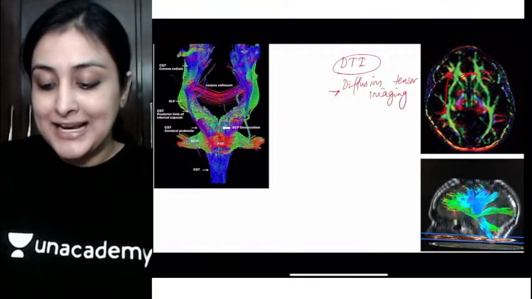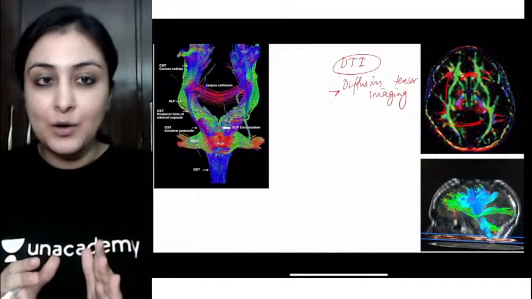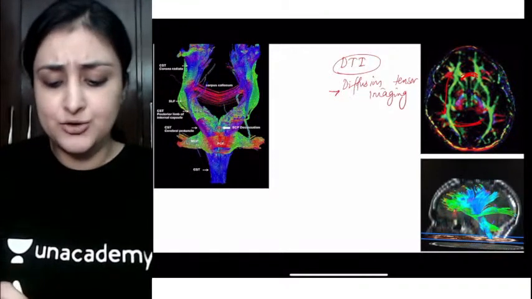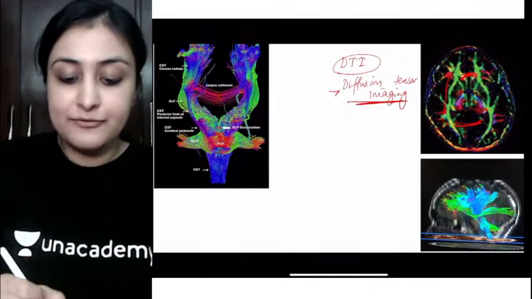If it goes from right to left, like corpus callosum, it will be red. And if it goes down craniocaudal, it will be blue. So these are the various colors. You don't need to remember that, but they are color coded according to direction. So this is diffusion tensor.